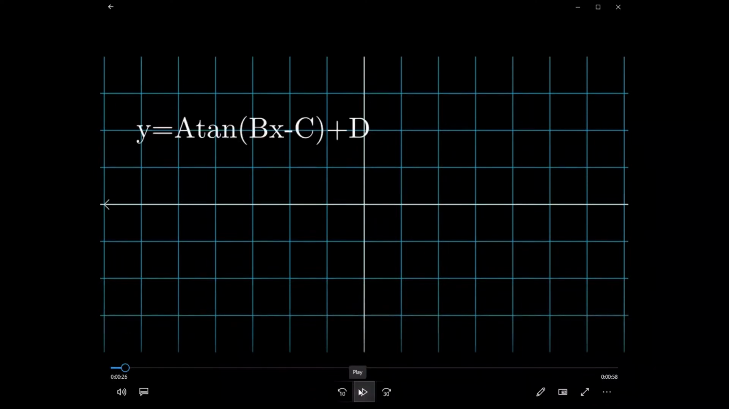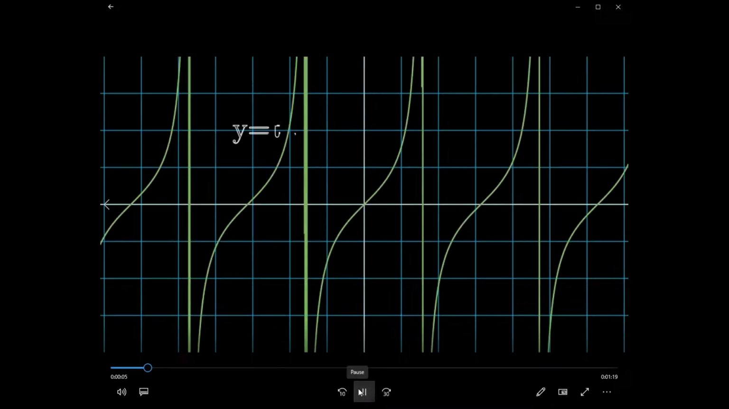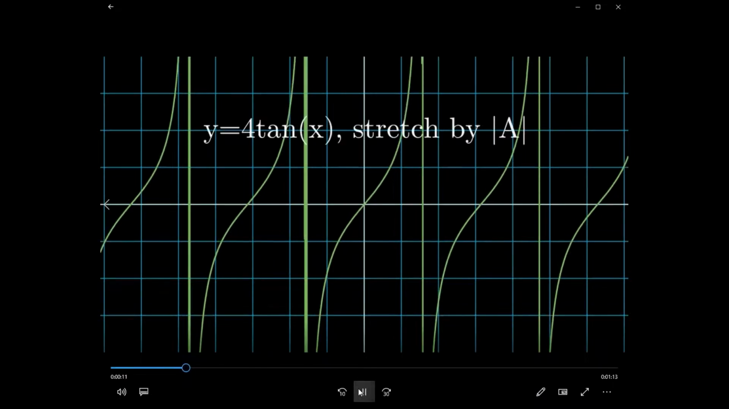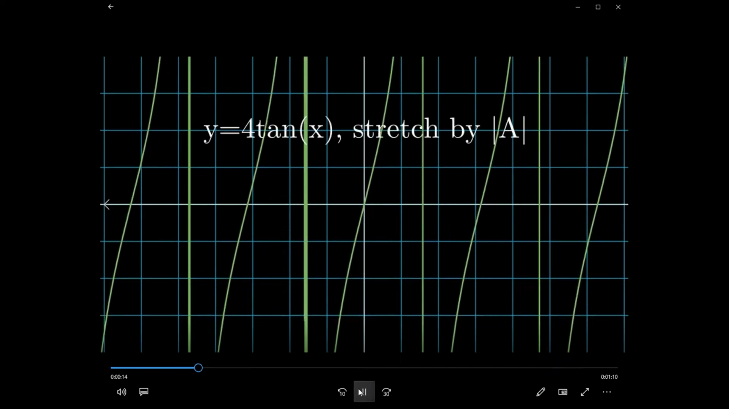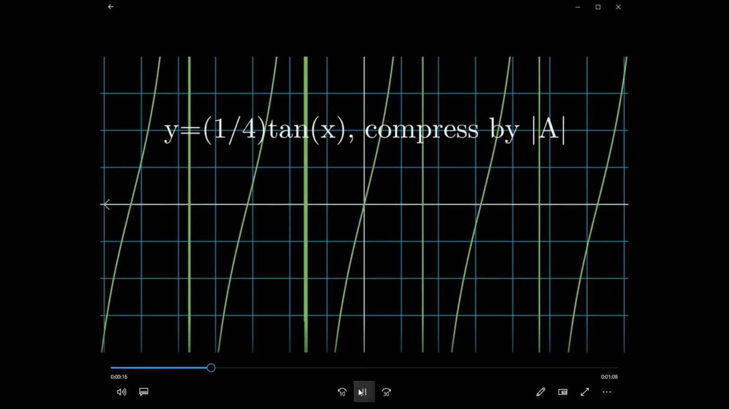Here we have the general tangent equation, which is very similar to the general sine and cosine equations with some differences. The tangent equation is the ratio of the sine over the cosine equations. Now for the equation y equals tan of x, the function repeats itself in intervals of pi, and there are vertical asymptotes shown here at plus or minus pi over 2 and so on.